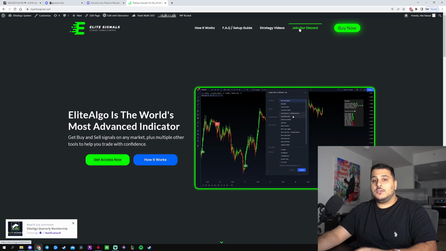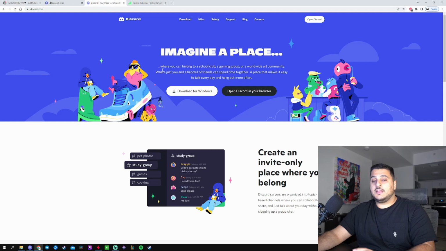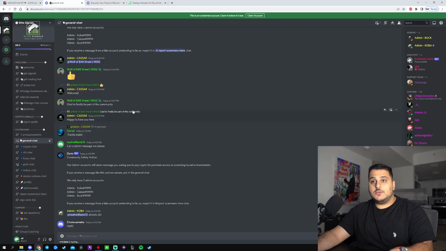Once you click that, a pop-up will come up. It's going to ask you to make a membership or an account on Discord. That's completely free, you don't have to pay for it. So make sure you make an account, and once you make the account, your screen will look like this. You'll be part of our Discord community.